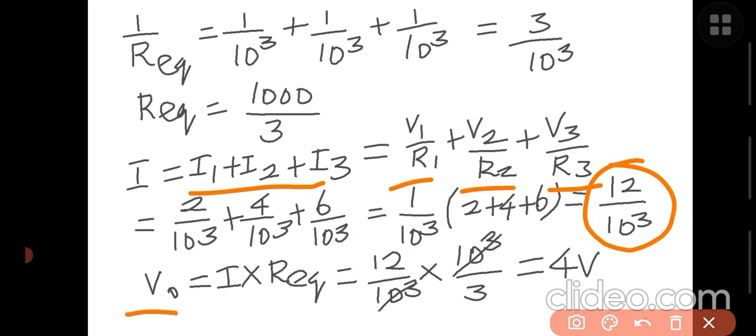Now V naught is equal to I times R equivalent, where I is 12 by 10 power 3 times 10 power 3 by 3. We cancel the common terms in the numerator as well as in the denominator. We get V naught, that is the output voltage, as 4 volt. Here is the answer.